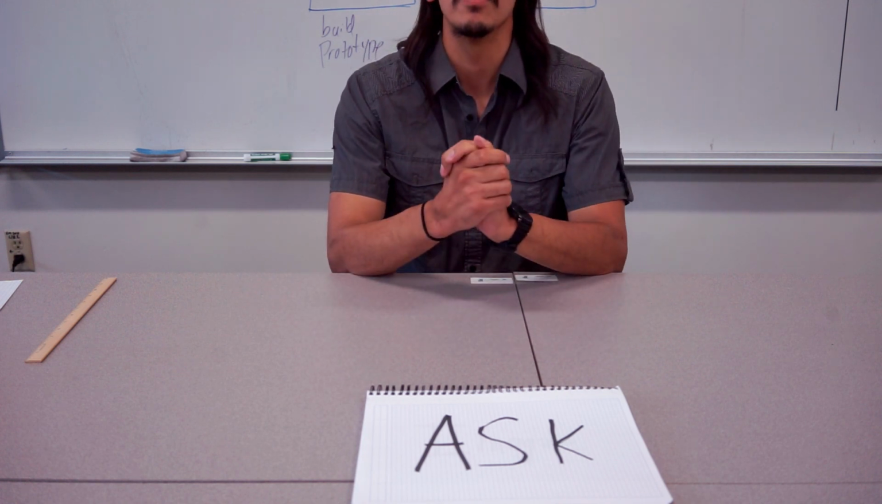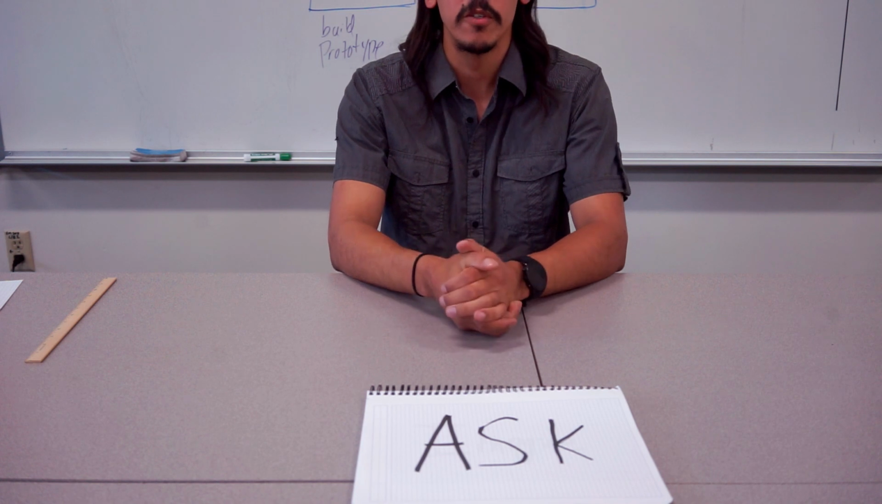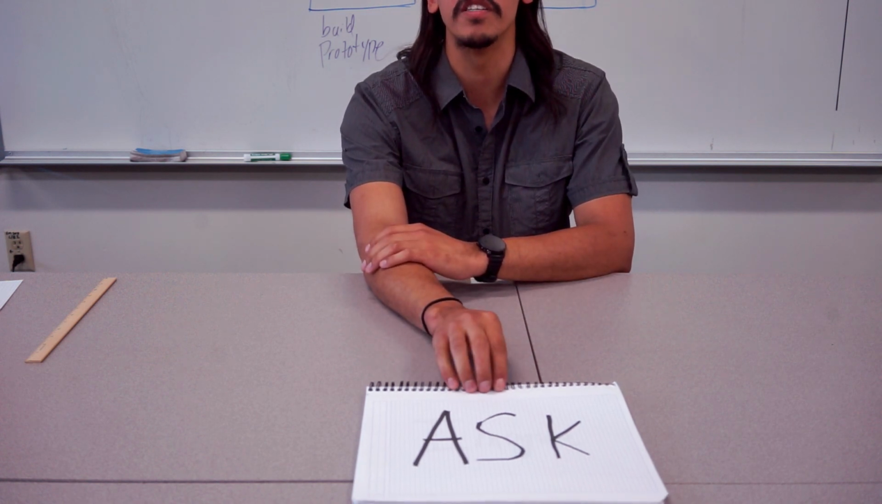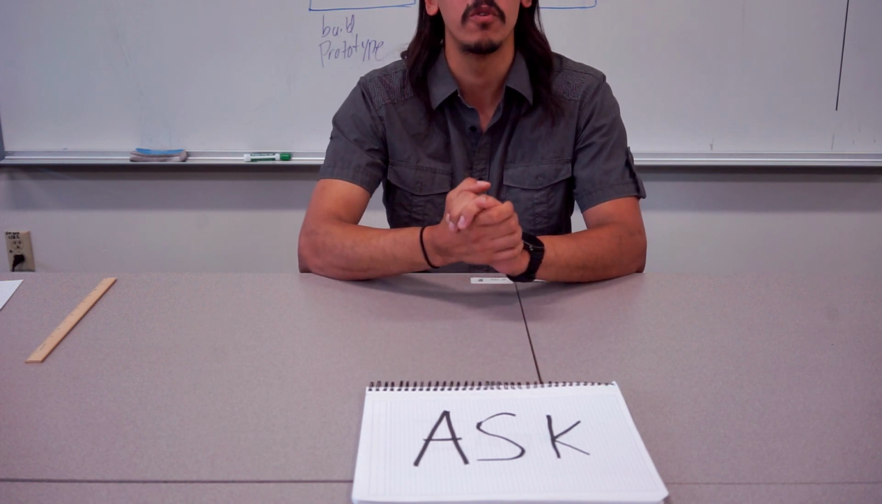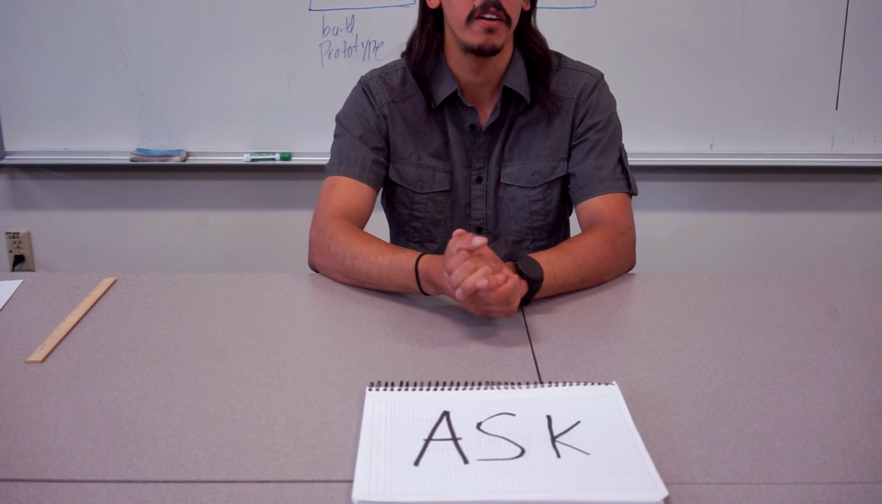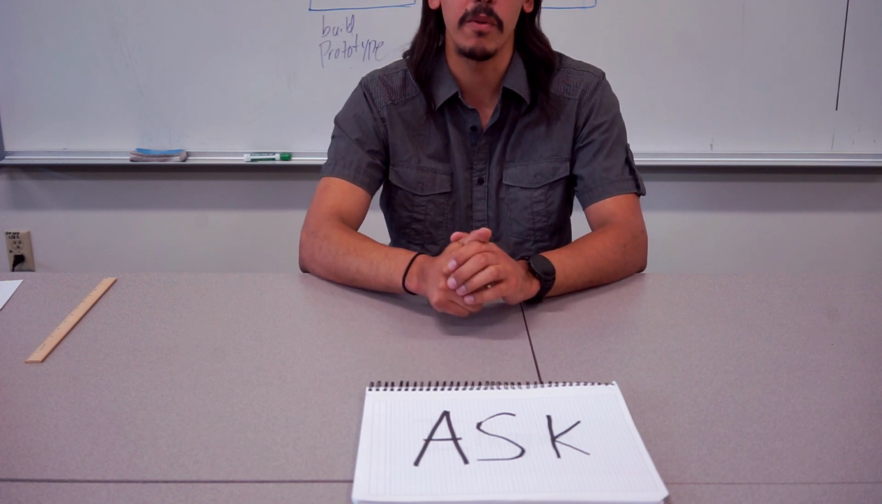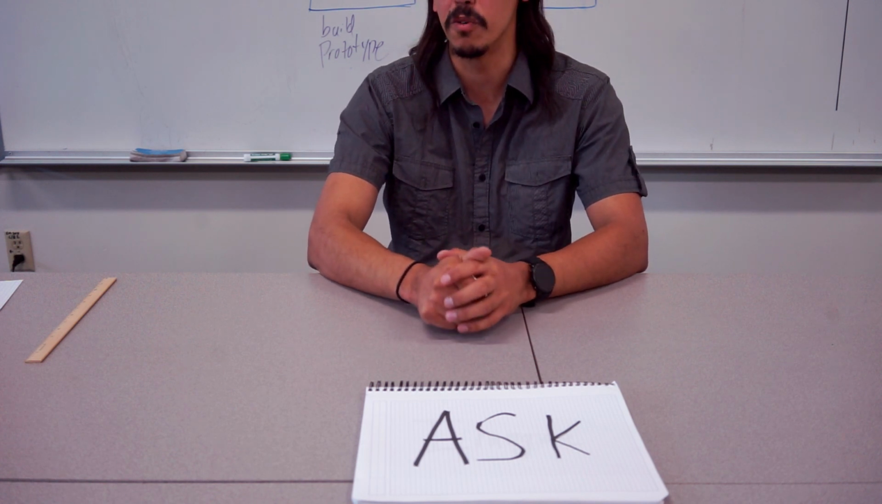Hello engineers. So today we have an engineering design challenge. We're going to start off with the first part of the engineering design process, which is ask. Here we need to figure out what our goal is and what our problems are. For today, our goal is to build the tallest tower that we possibly can, and this tower needs to be able to stand up on its own.